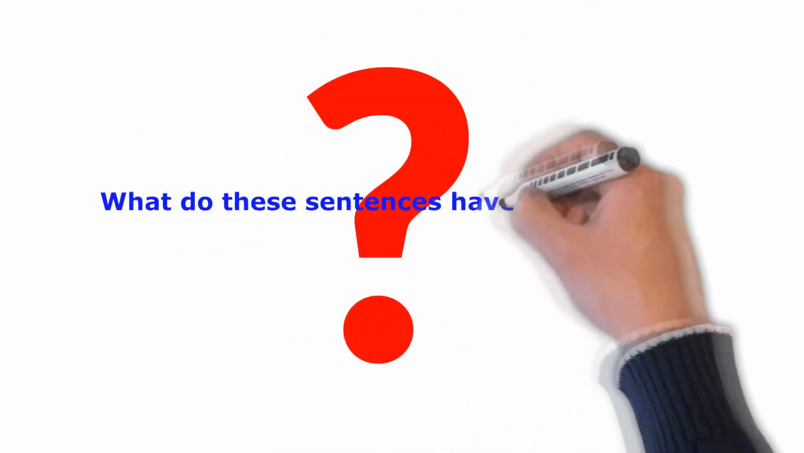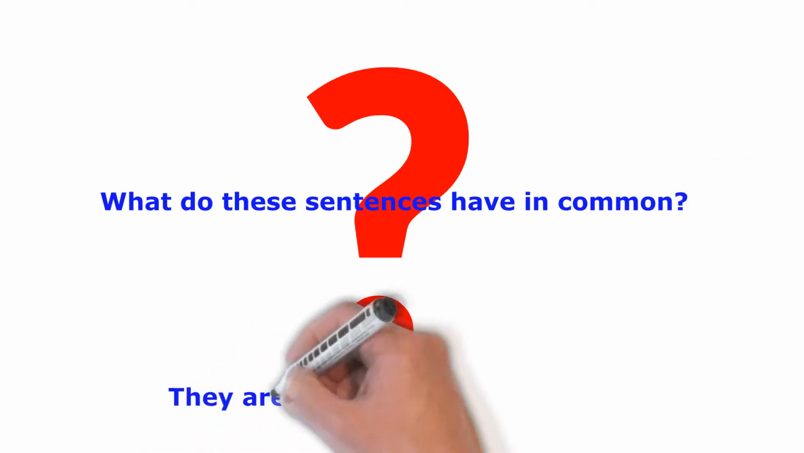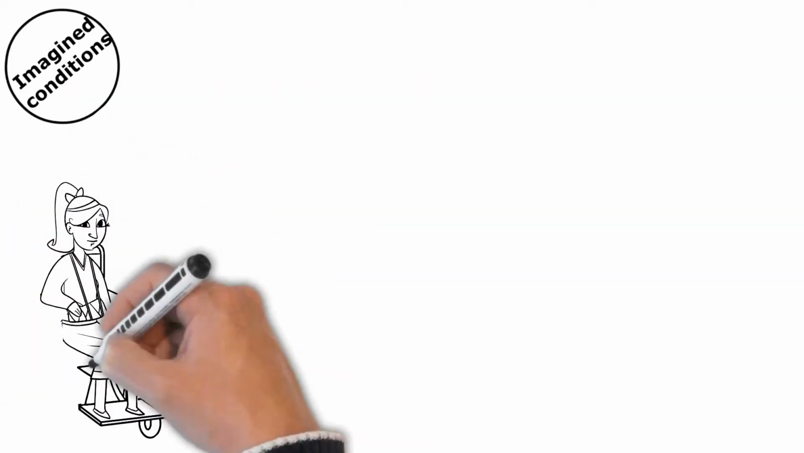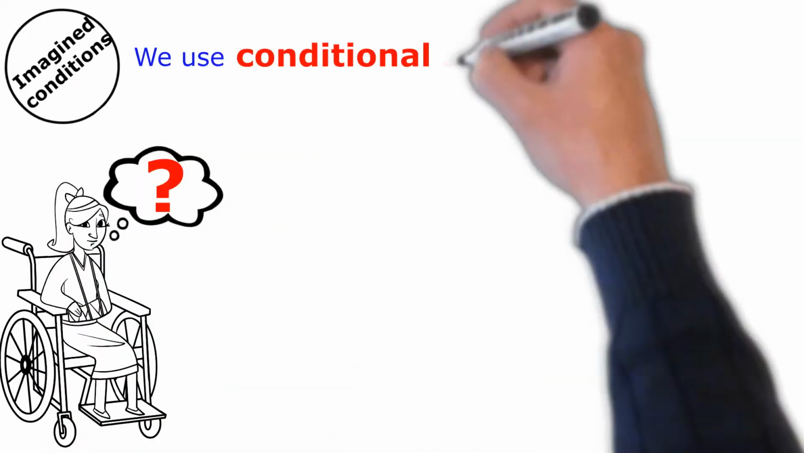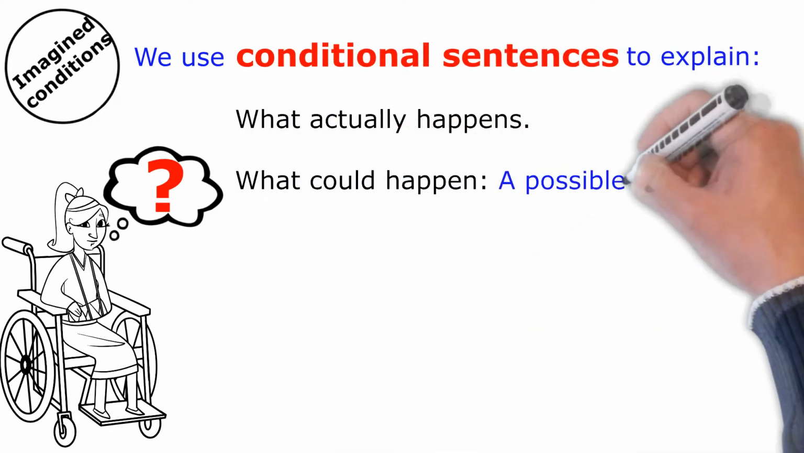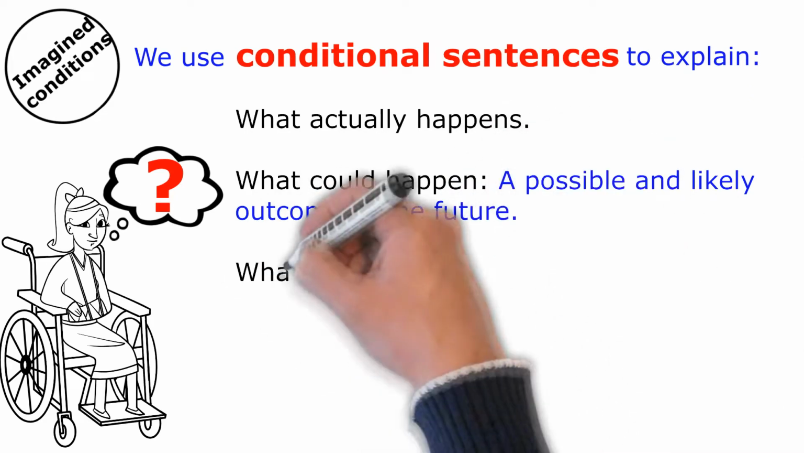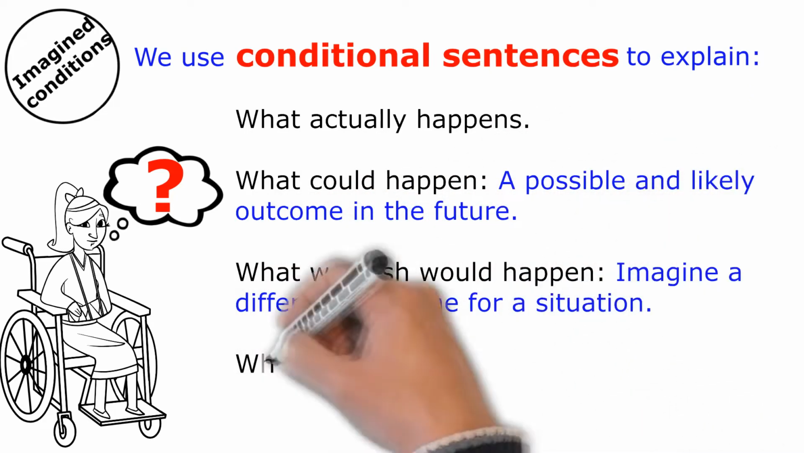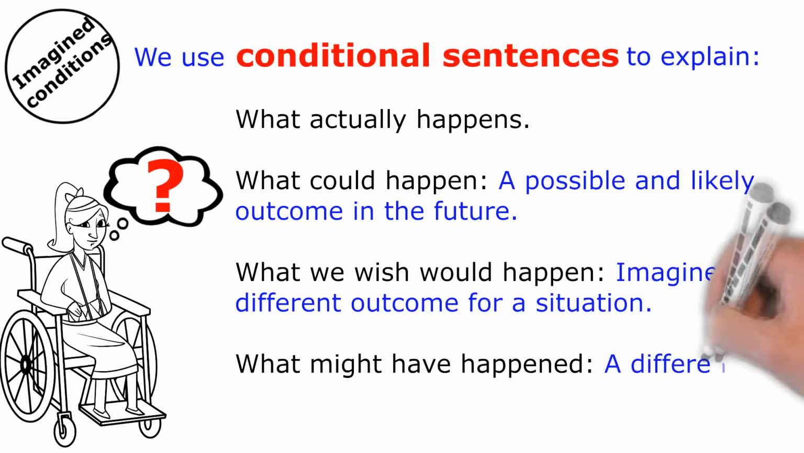What do these sentences have in common? They are conditional sentences. We use conditional sentences to explain what actually happens. What could happen, a possible and likely outcome in the future. What we wish would happen, imagine a different outcome for a situation. What might have happened, a different outcome that happened in the past.